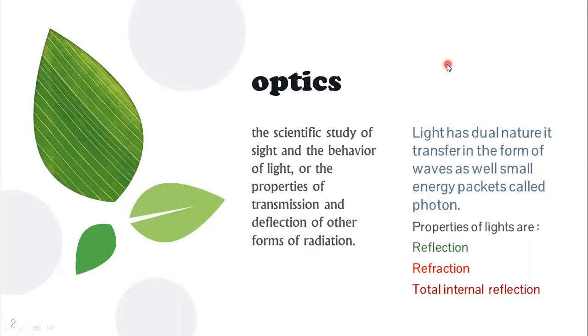As you know, light has a dual nature: it travels in the form of waves and small packets of energy that are called photons. In this chapter, we are going to study 3 phenomena of light: reflection, refraction, and total internal reflection. I know that you are well aware of these 2 terms, reflection and refraction, as you have studied them in previous classes. But in this chapter, we are going to study them in detail.